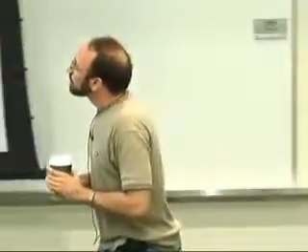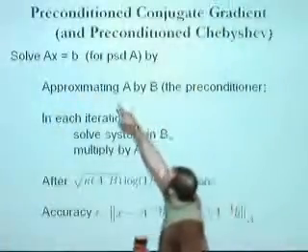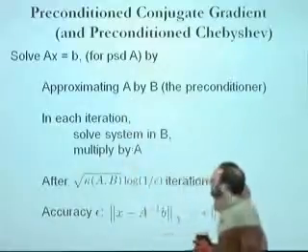So first of all, I should ask, how many of you have seen the preconditioned conjugate gradient method for solving linear equations? OK, very few. So let me tell you about this, because it's what we're going to use. And it's really an amazing sort of algorithm. So we want to solve linear equations, Ax equals b. A needs to be positive semi-definite.